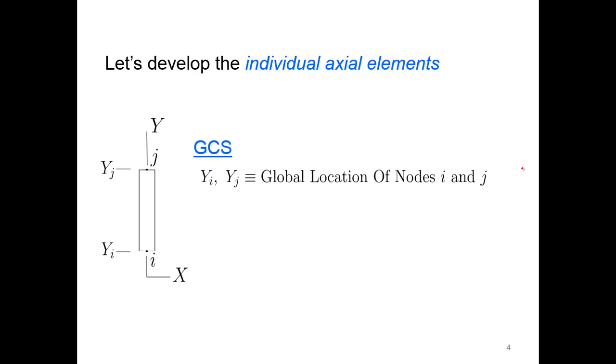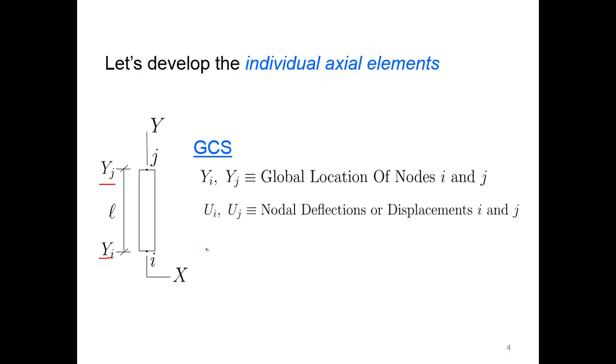All right, let's develop an individual axial element, so again, one element at a time. So it'll have nodes i and j as normal. And at least in this particular orientation, they're in the global y, yi and yj. So it's the global locations of those nodes. There are going to be nodal deflections at both those nodes, and those will be represented by the capital U. And then there's the length between those two nodes, and that length is equal to the difference in the y components at node j and node i. So we can actually determine what that L value is.